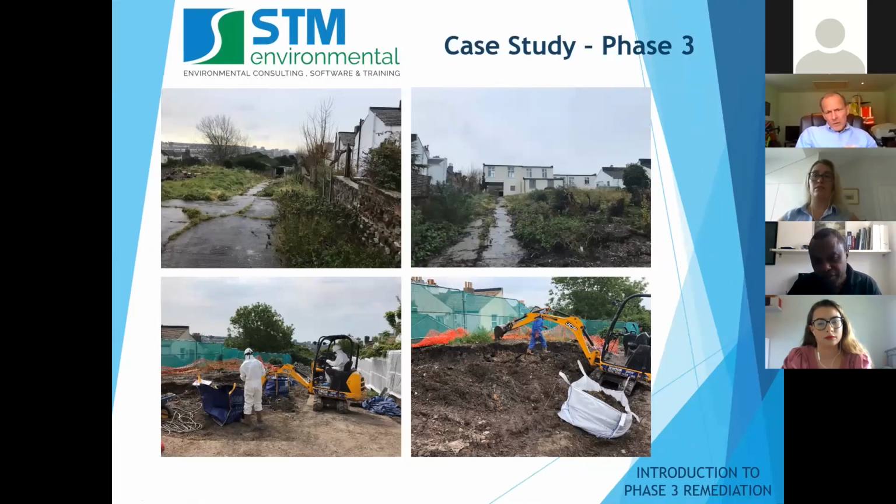Now, we had obviously the suspected asbestos that we had encountered in the phase 2. So we were all prepared for the worst, and everybody was updated on their asbestos awareness training and everything like that. As soon as we started excavating, we started realizing, actually, this is not just a case of trace amounts of asbestos here. We've got quite a big problem.